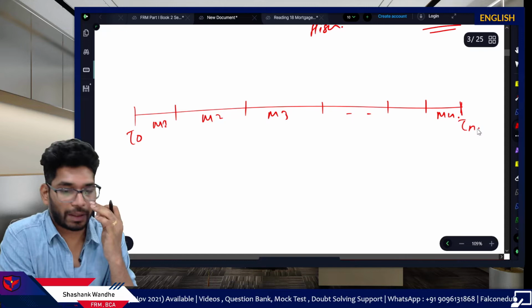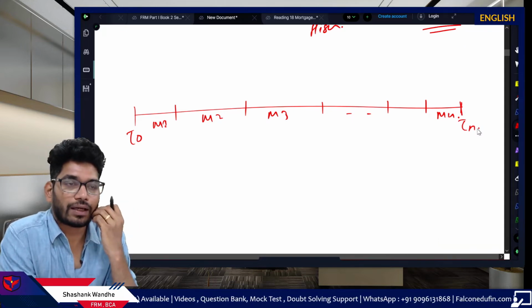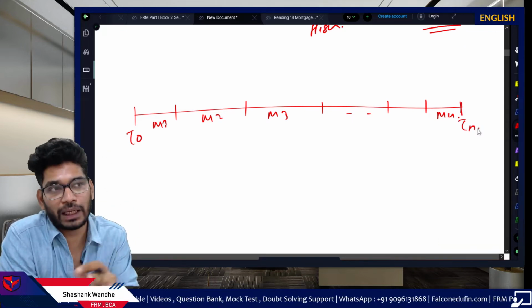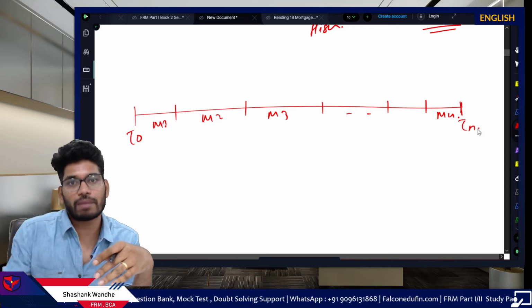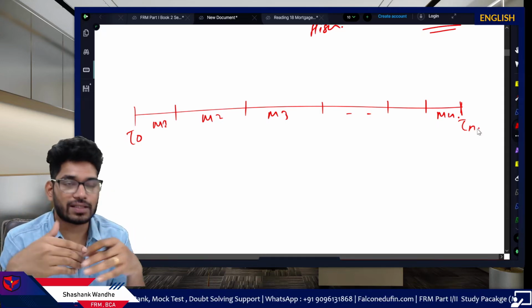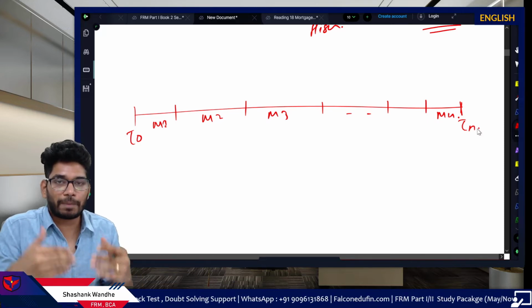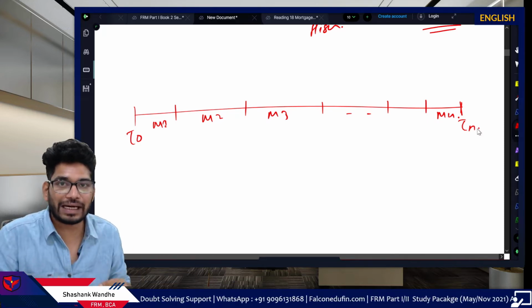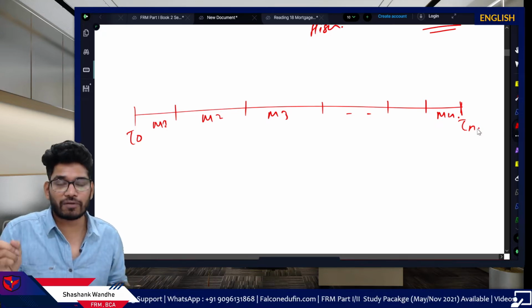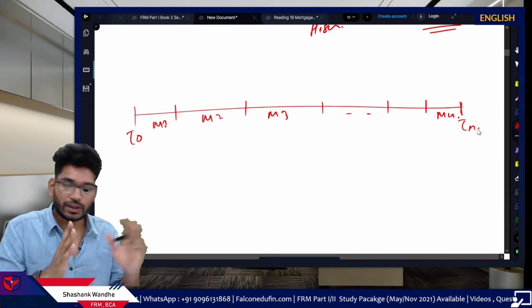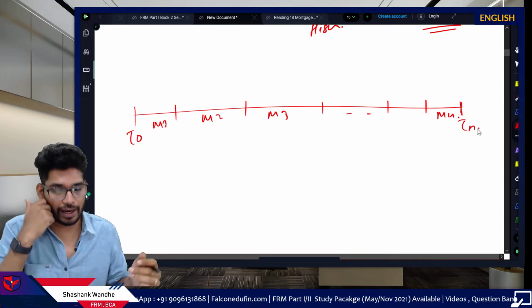Now I have a very simple question for you. What do you think is the possibility of prepayment by a borrower if he borrowed just today or just 1 month back? The probability is very less. Borrowers don't repay their loan immediately after taking the loan. Again, this is applicable for mortgages and not for other products like credit cards and everything.